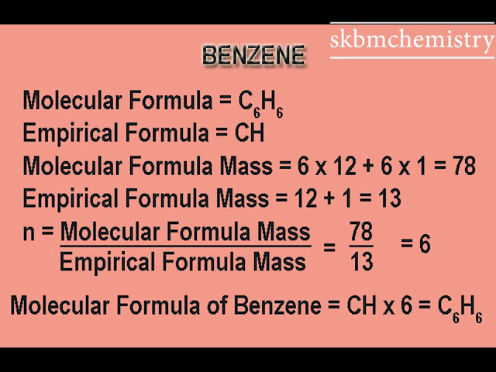So if we calculate n, we get molecular formula mass divided by empirical formula mass, that is 78 by 13, which is equal to 6. So to convert the empirical formula of benzene into the molecular formula, we have to multiply the empirical formula by 6. So CH into 6 is equal to C6H6, and that is the molecular formula for benzene.